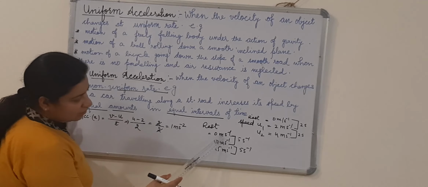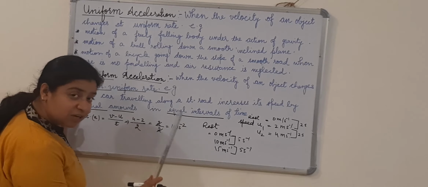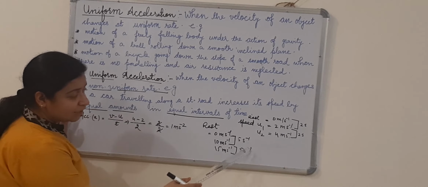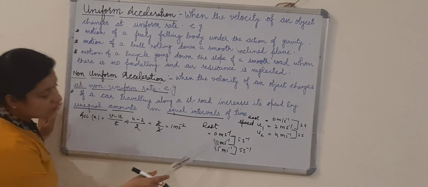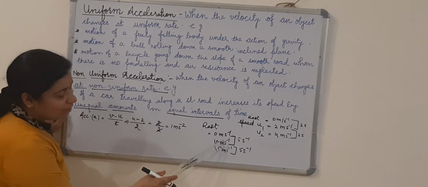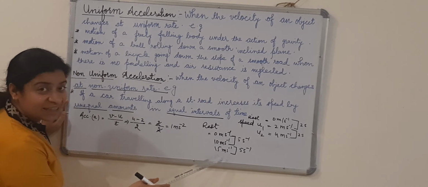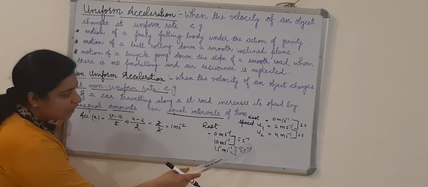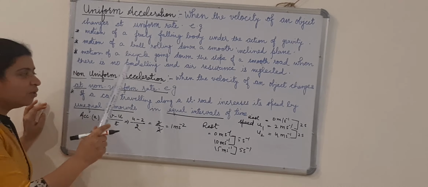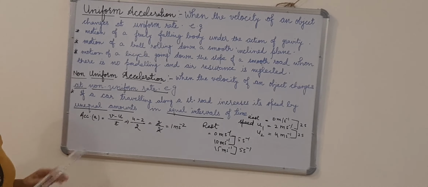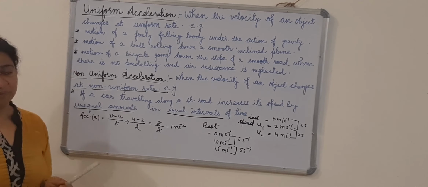You see, here the velocity change from 0 to 10 is 10, then 10 to 15 is 5. It has changed only 5 meter per second. But the time interval in both cases is 5 seconds. That means when the velocity of the body changes by unequal amounts, see the amount is unequal, first it was 0, then 10, then 15, in equal intervals of time, then it is said to be non-uniform acceleration. Children, this is all about uniform acceleration and non-uniform acceleration.